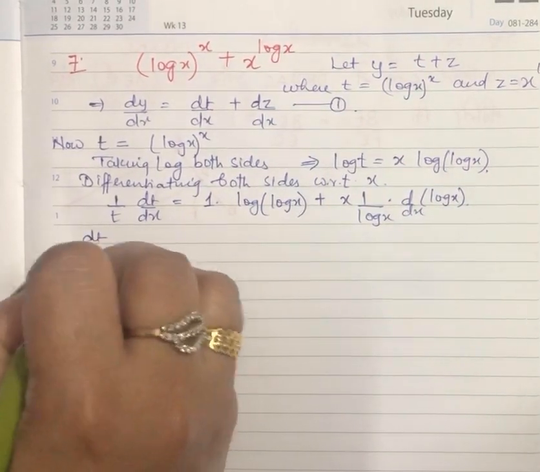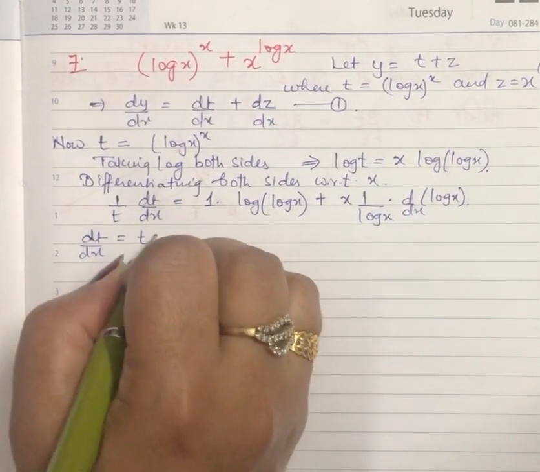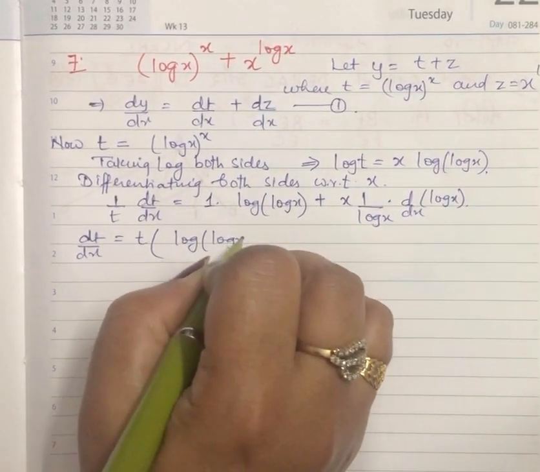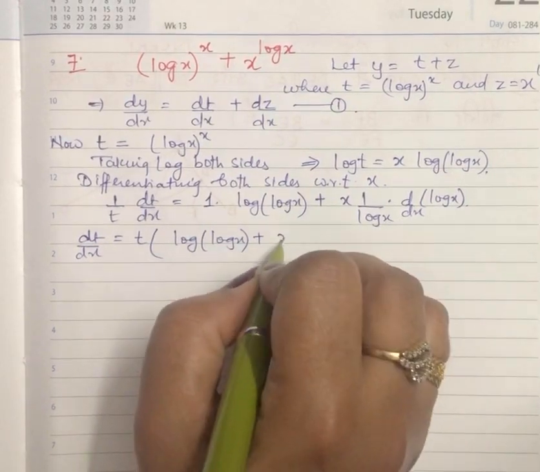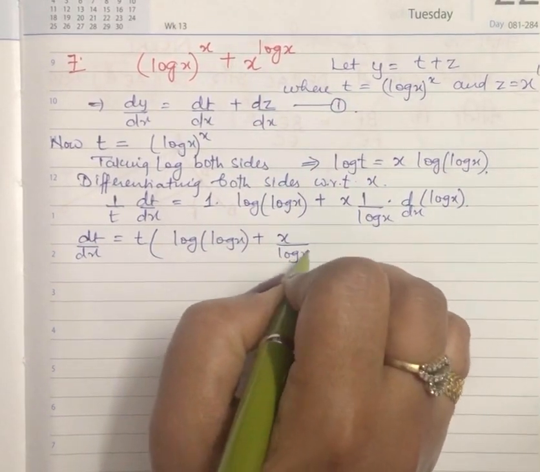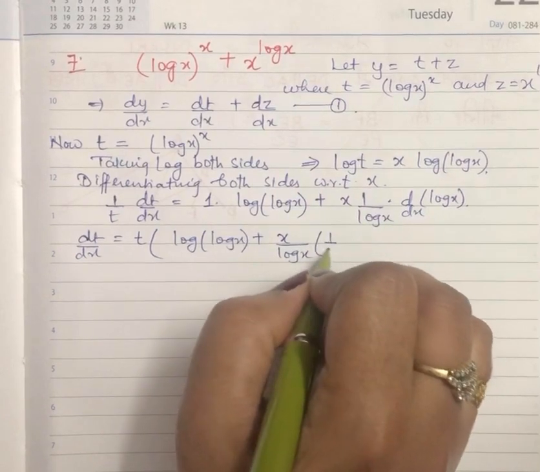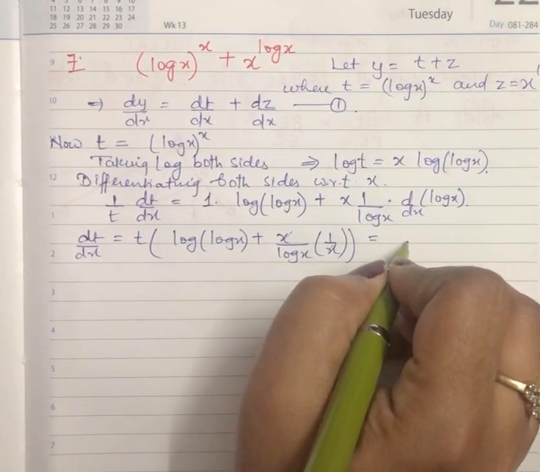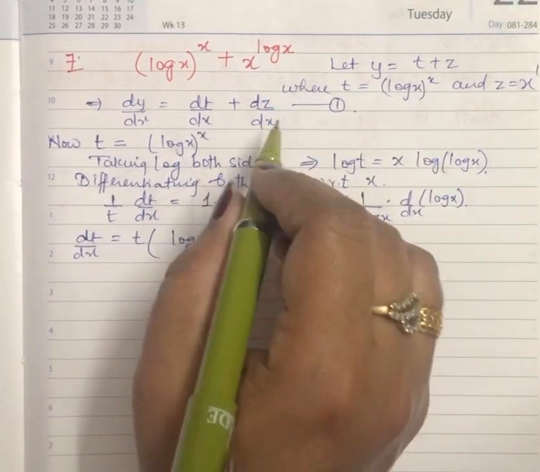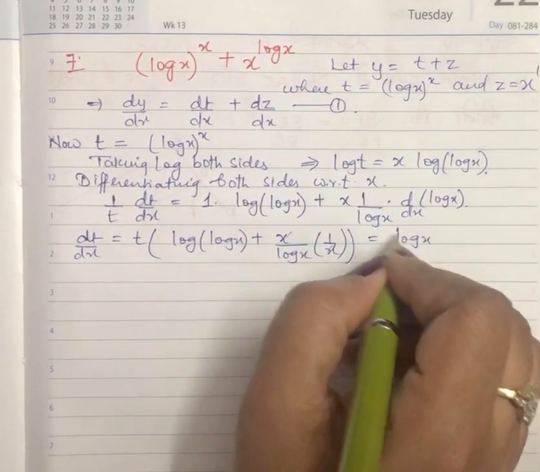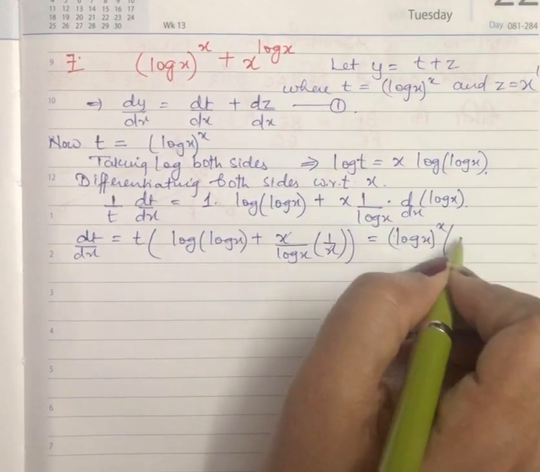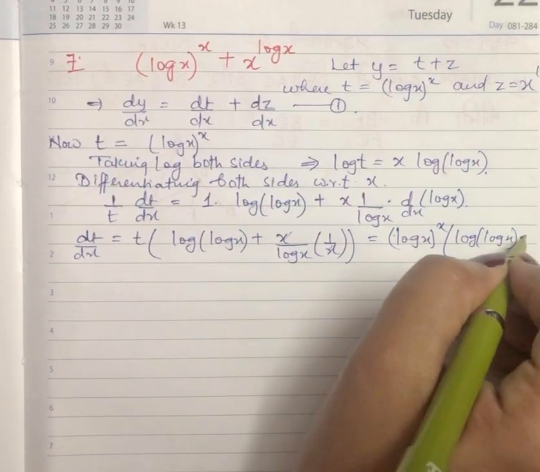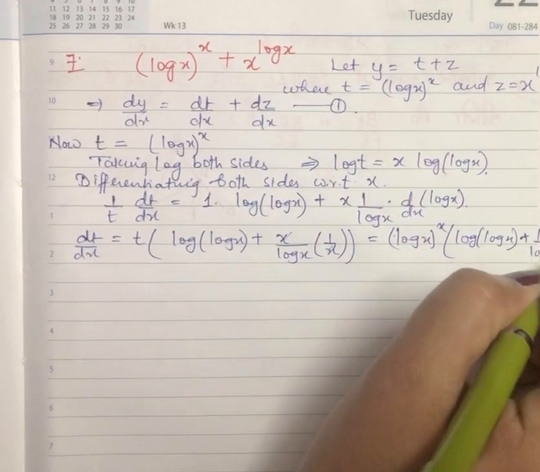So dt by dx becomes, t comes to right hand side, log of log x plus x upon log x, and differentiation of log x is 1 by x. X and x cancel out, so it becomes, putting the value of t also, log x to the power x, and within bracket log of log x plus 1 by log x.